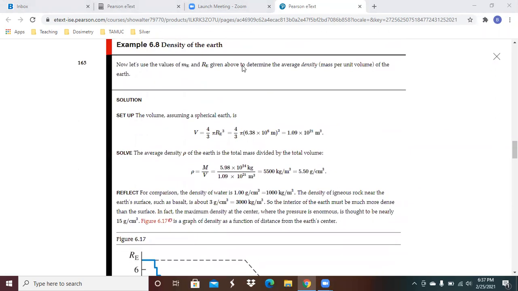So, using these values, we're going to determine the average density of the Earth. We know that 4/3 pi r cubed is going to be the volume of a sphere. So if we know the radius of the Earth, we can go ahead and put that in. So this is how much volume is going to be there. Take the mass divided by the volume, that gives us the average density.